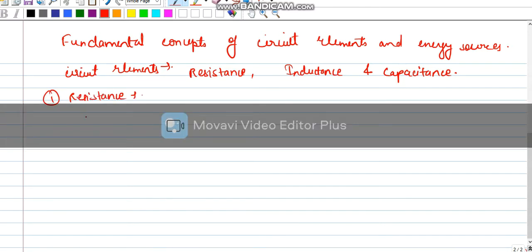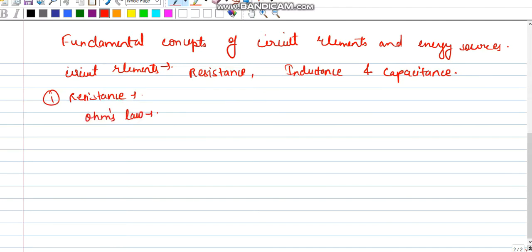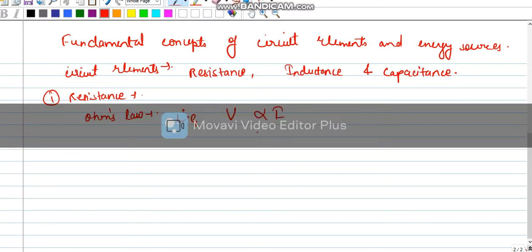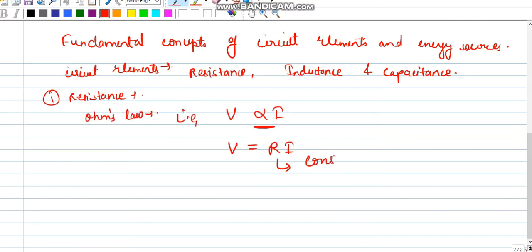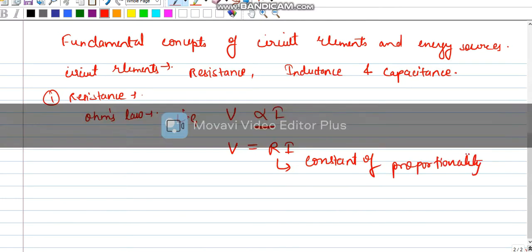So we all know Ohm's law. Ohm's law states that, the physical conditions being unchanged, the current flowing through any conductor will be directly proportional to the applied potential difference across it. This statement is basically saying V is directly proportional to I, and now when we remove this proportionality sign, we get the R term here. This R is known as the constant of proportionality, and this is basically the resistance.